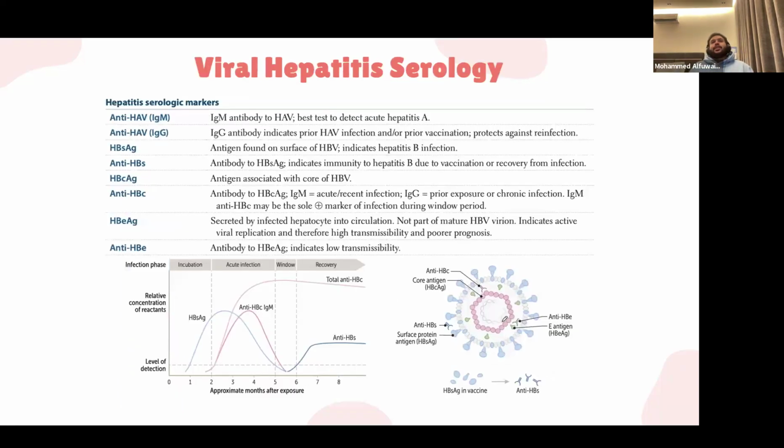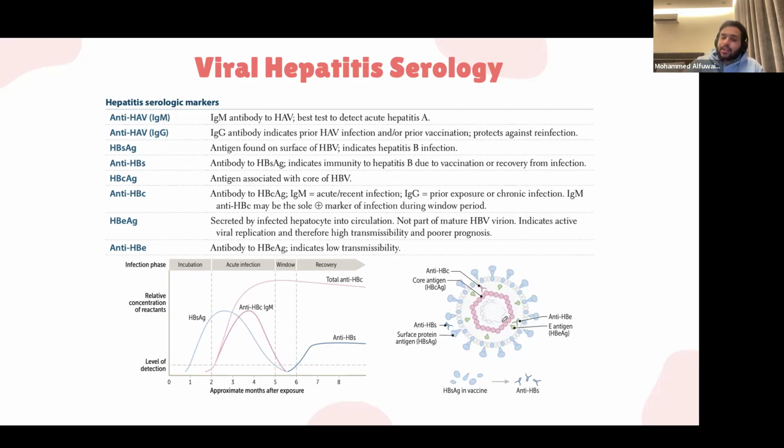Now, in terms of diagnosing hepatitis, you have to look into serology. For all the types of hepatitis except hepatitis B, it's not too important, okay? The most important one is hepatitis B. You need to know the different antigens and antibodies. When are they elevated? When are they positive? When are they negative? You need to know all of them, okay?